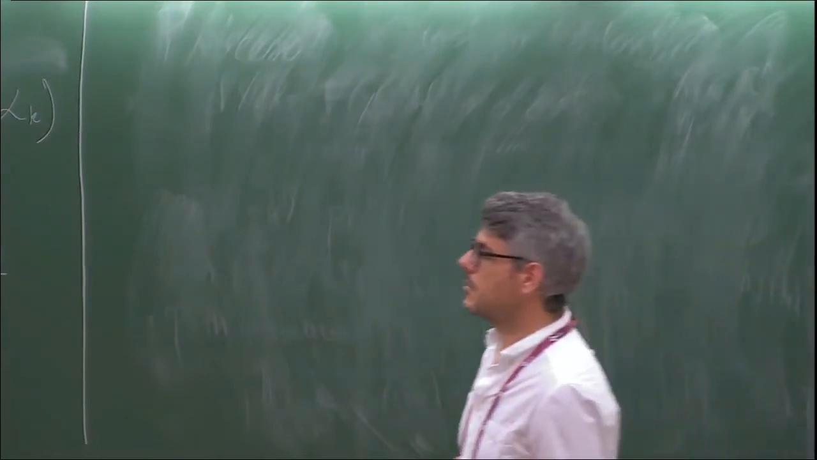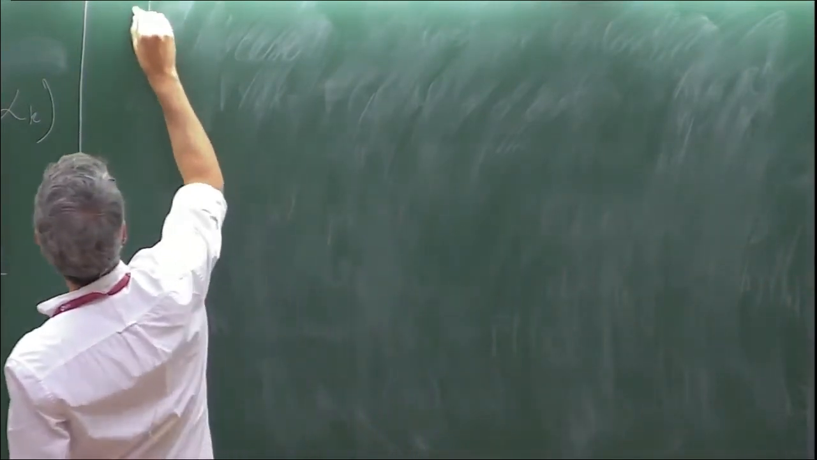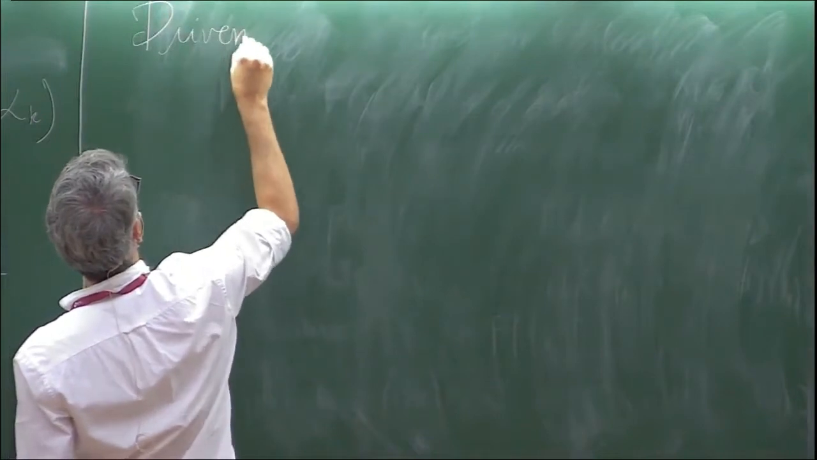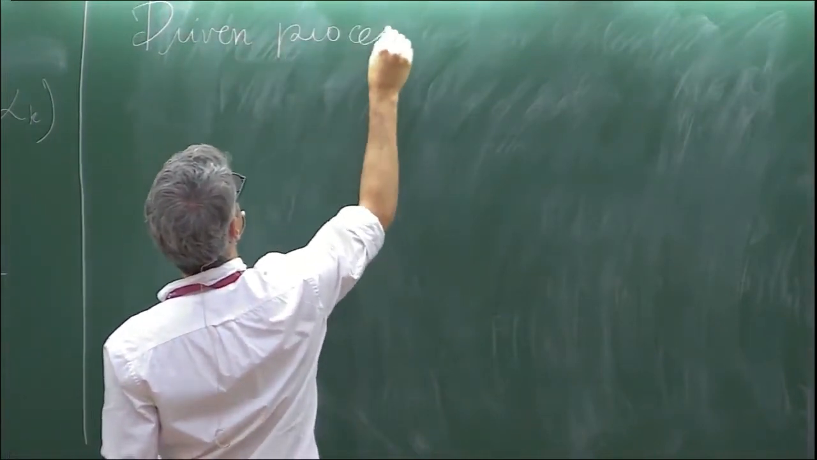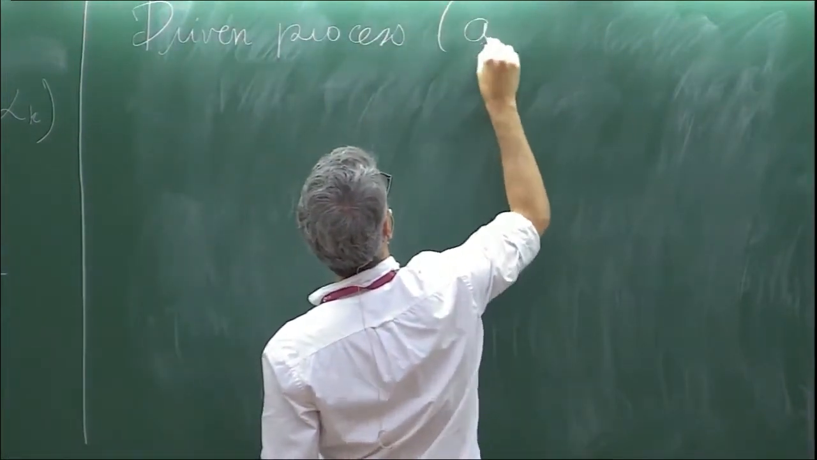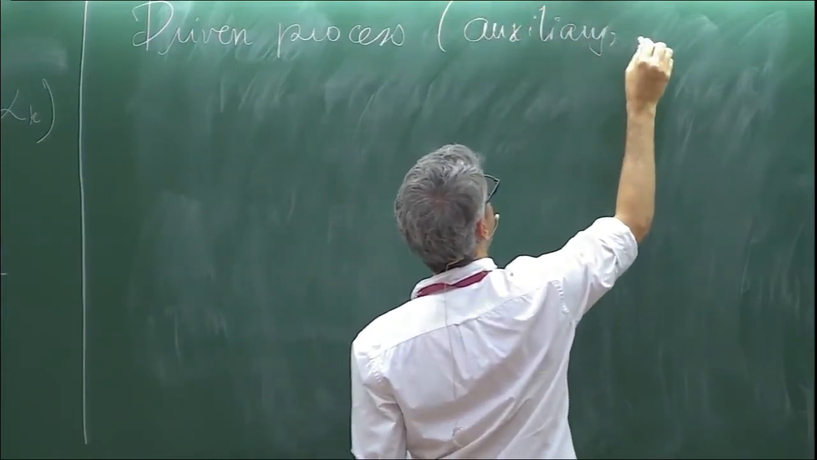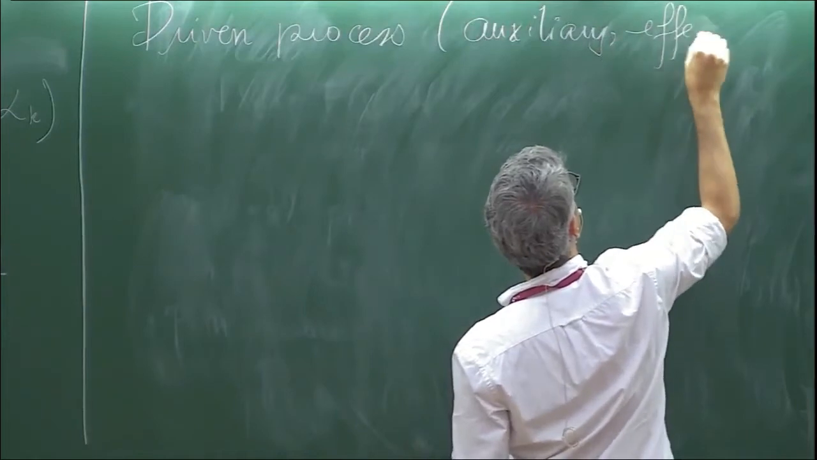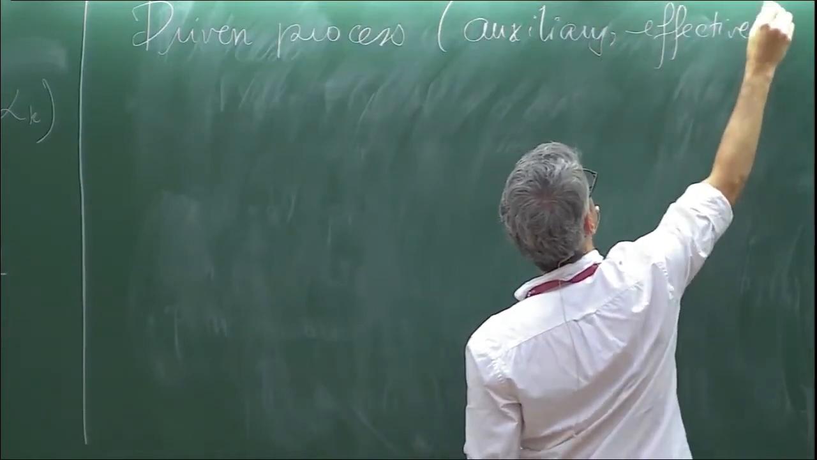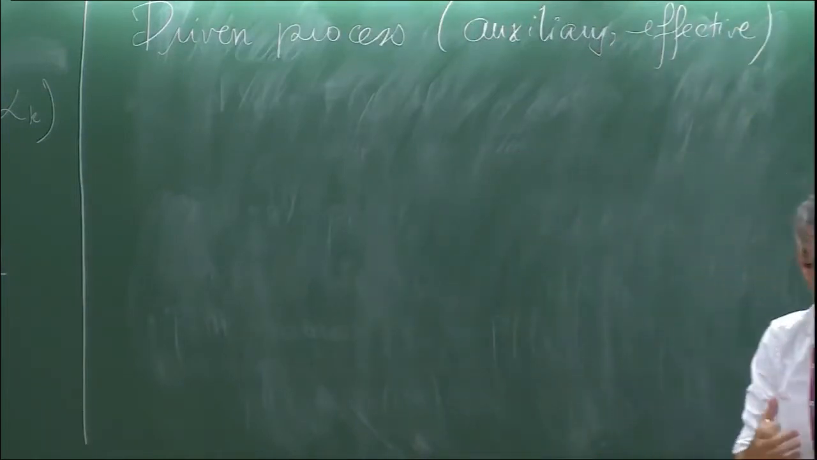Okay, so here's the construction now for the driven process, as we call it. It has other names. Vivien called it the auxiliary process. We also have the names effective process, or modified process, because it's a modification of the original process that tells you how the fluctuations are produced in an effective way.